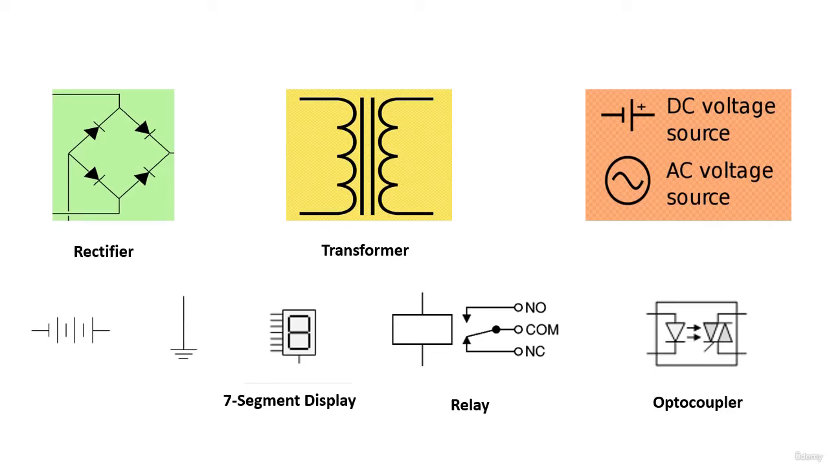So here we have other symbols that we will see in detail. For example, this symbol is the rectifier, or the bridge rectifier. As you see, we have four diodes composing the bridge rectifier. So we find this component, the rectifier, in the SMPS power.